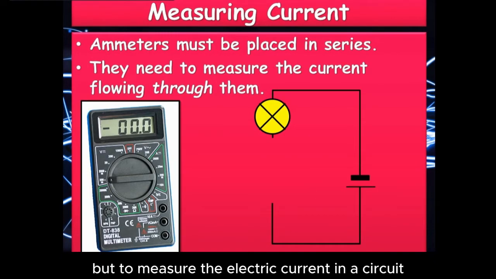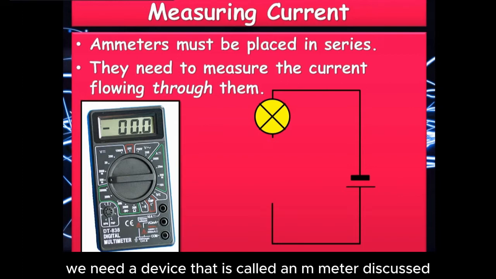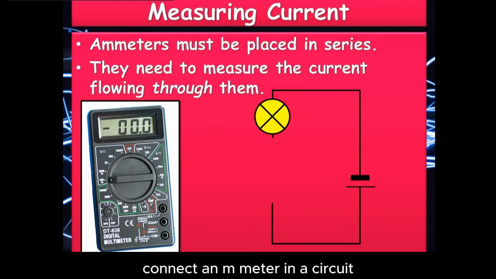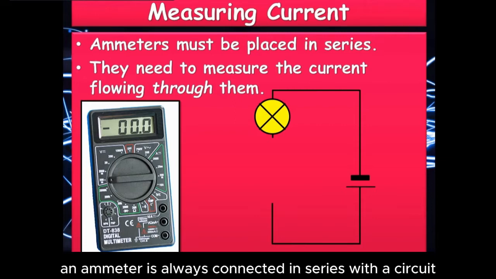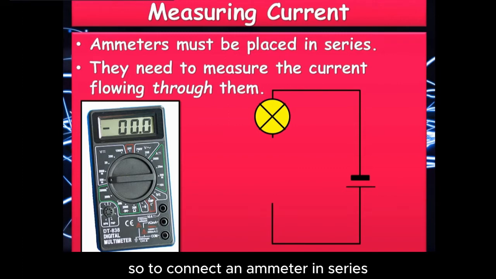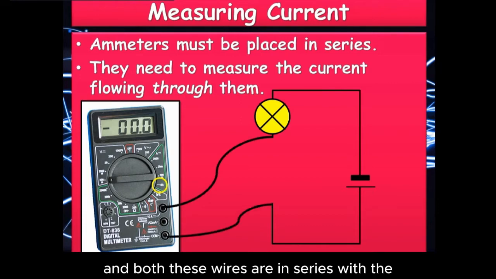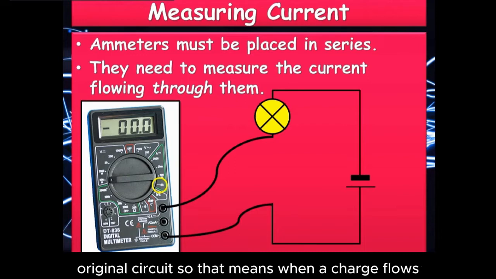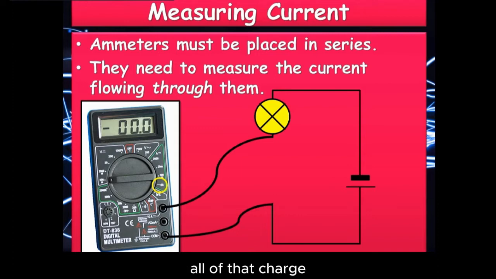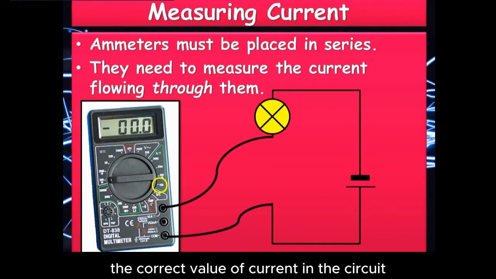But to measure the electric current in a circuit, we need a device that is called an ammeter, as discussed earlier. But how do we connect an ammeter in a circuit? An ammeter is always connected in series with a circuit. To connect an ammeter in series, we need to connect two wires to the ammeter, and both these wires are in series with the original circuit. That means when a charge flows through this circuit, all of that charge must flow through the ammeter as well, so that the ammeter measures the correct value of current in the circuit.